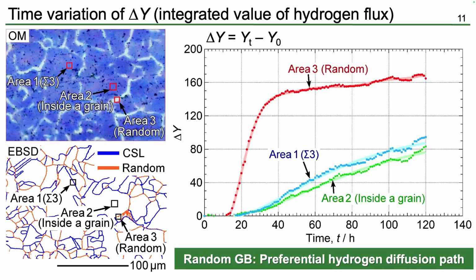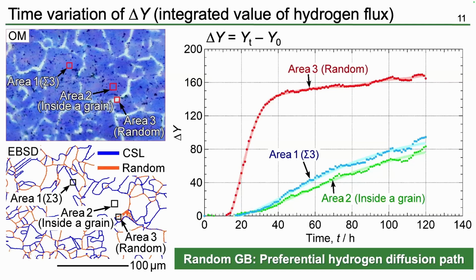At random grain boundaries, after 16 hours of the hydrogen visualization test, the delta Y increased rapidly, while the delta Y at the sigma 3 and the grain interior increased moderately. So this indicates the hydrogen flux at this random grain boundary was much greater than sigma 3 and grain interior. So we concluded that random grain boundaries are the preferential hydrogen diffusion path, and hydrogen flux there is much greater than grain interior and sigma 3.